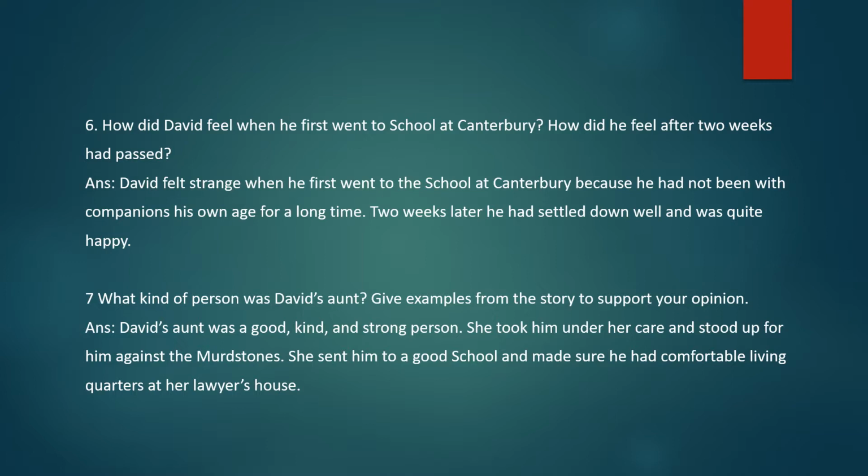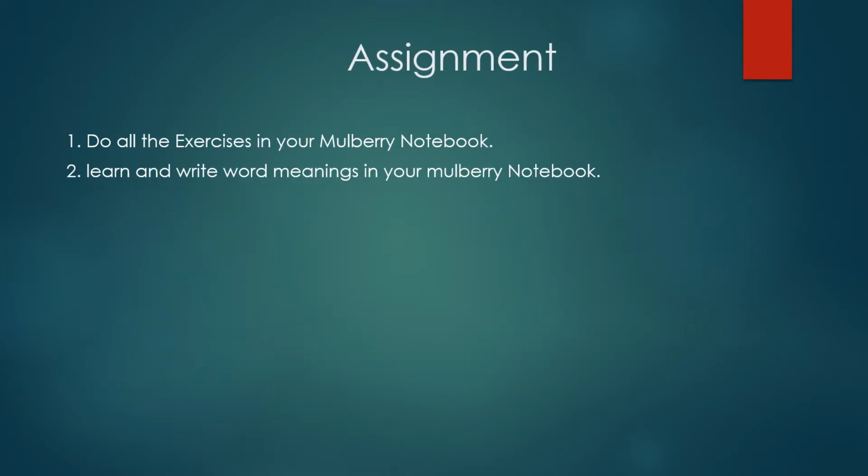So children, we have completed our question answers. Now see children, here is a time for your assignment. And your assignment is, do all the exercises in your mulberry notebook. If there is a space given in the book, you can write there only. Otherwise, remaining exercises you have to do in your mulberry notebook, especially for question answers. All the question answers you have to write in your mulberry notebook.